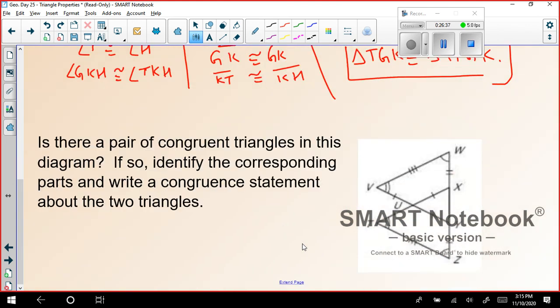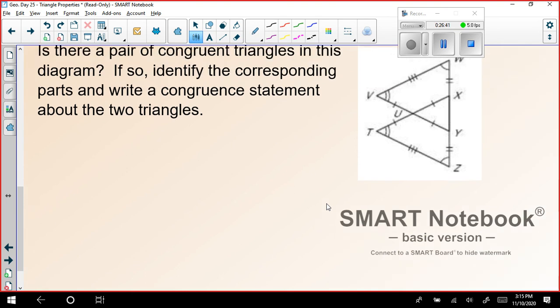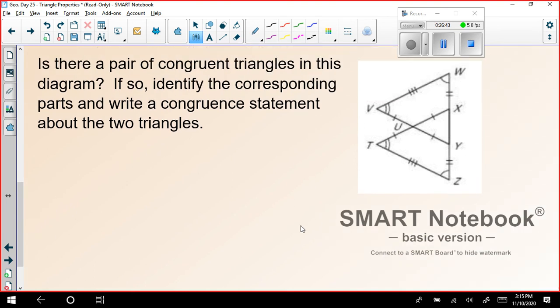Oh, there is one more on this slide, so just give the triangle statement here as well and identify the corresponding parts. So I'll write the corresponding parts, you give the triangle statement.